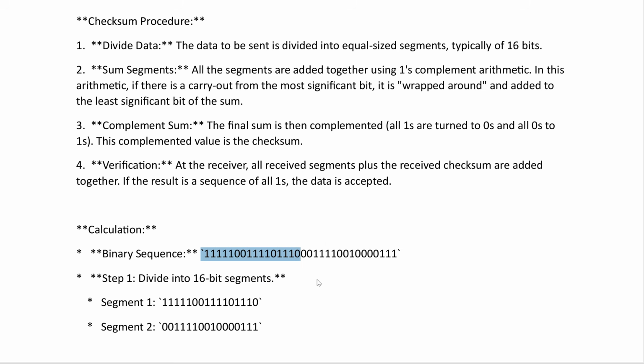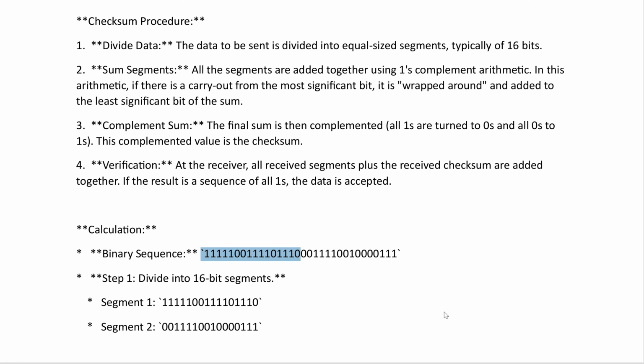So first part is I think this highlighted part, and second segment is this unhighlighted part. So segment 1 is highlighted, segment 2 is this unhighlighted part, as you can see. So the first step is divide the data into two segments. Okay, first step is over.